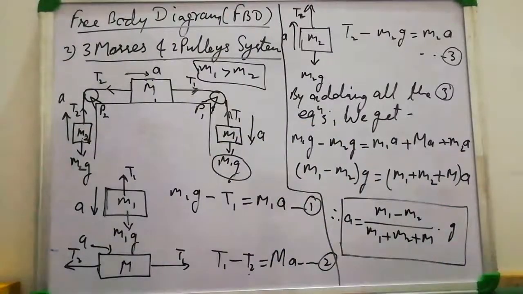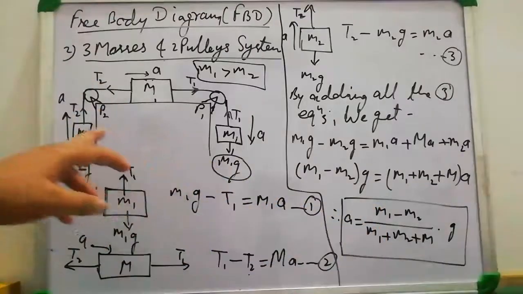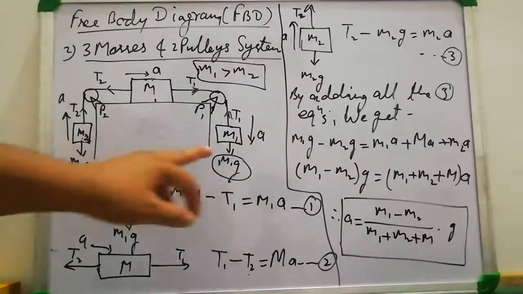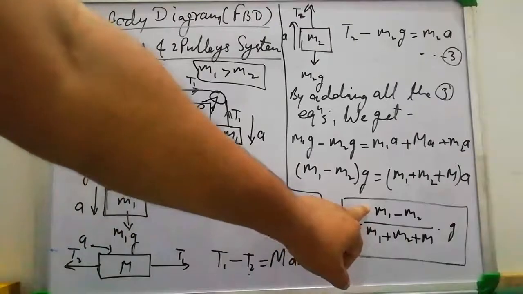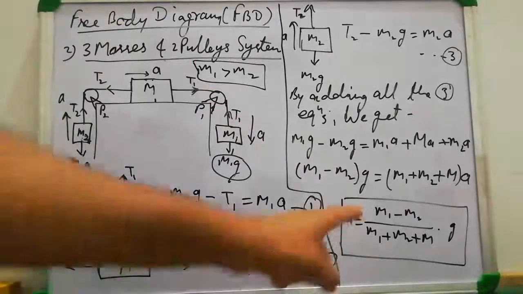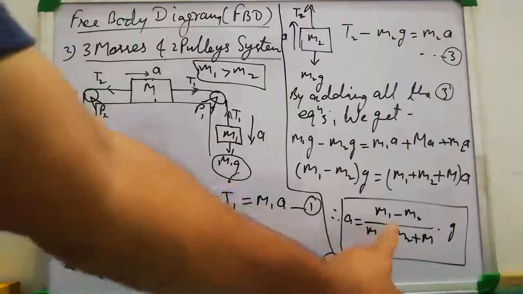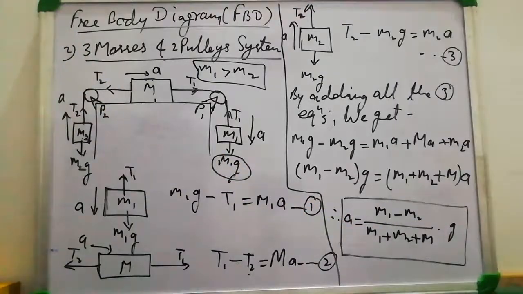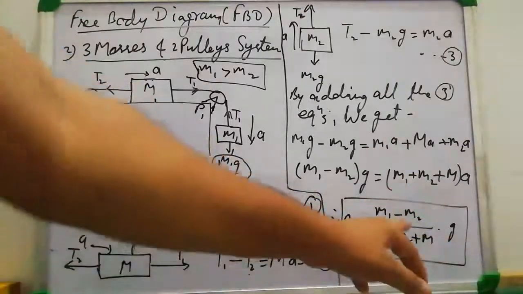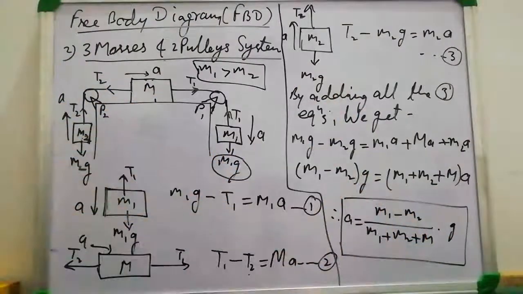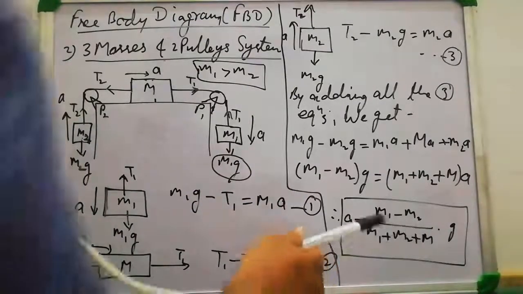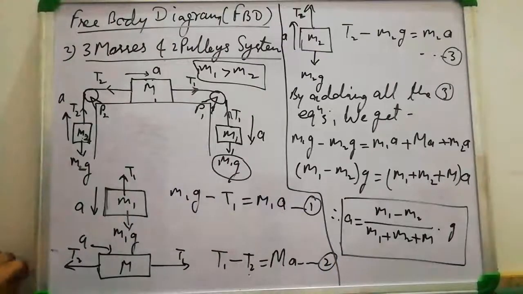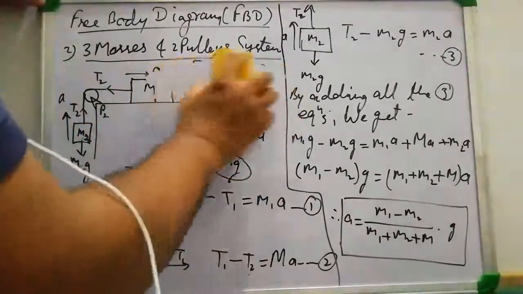Okay, what does this mean? This is the difference of masses M1 and M2. In the numerator we have taken the difference of masses M1 and M2. M1 is larger, so we have subtracted the mass M2 from M1. If M2 was larger, then we would have subtracted M1 from M2. Understood? Okay, so we have calculated the acceleration here, that is M1 minus M2 divided by total mass into g.